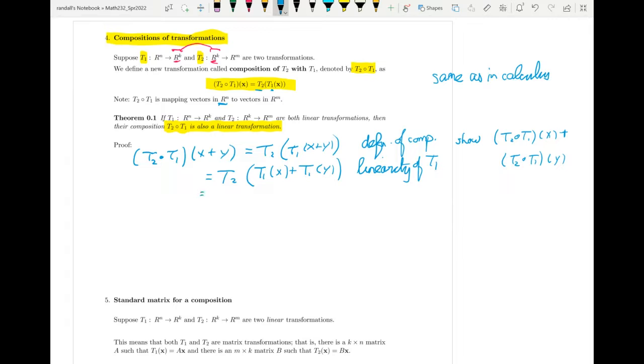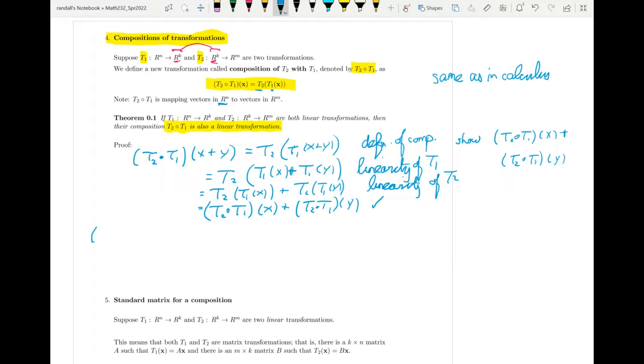And then I'm going to use the linearity of T2, right? There's a sum in its argument. So it's T2 acting on T1 of x plus T2 acting on T1 of y. So now that's linearity of T2. Now I rewrite this as the composition T2 with T1 acting on x plus the composition T2 with T1 acting on y. So that's where I wanted to go.